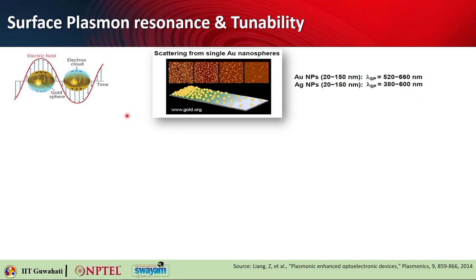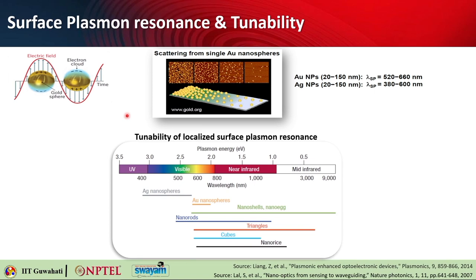One needs to keep in mind that this resonance is not only dependent on the material of the nanoparticles and their size, it is also dependent on their shape and the surrounding media around these nanoparticles. So there is a graph of localized surface plasmon resonance tunability. As you can see here, this is for silver nanospheres. This is the range over which you can choose silver nanospheres and change the size to go from UV to visible range. You can look for gold nanospheres that give you more or less the visible range only.